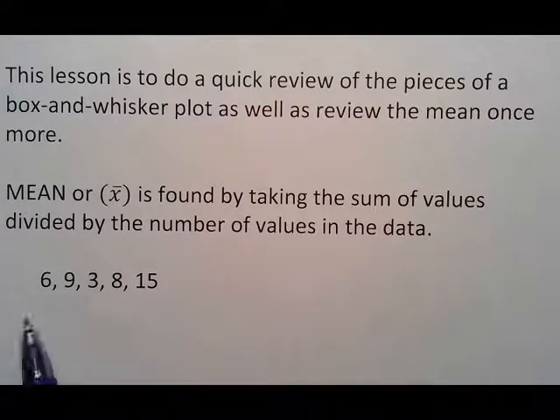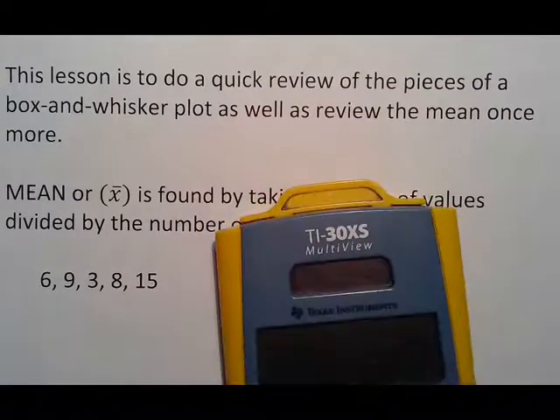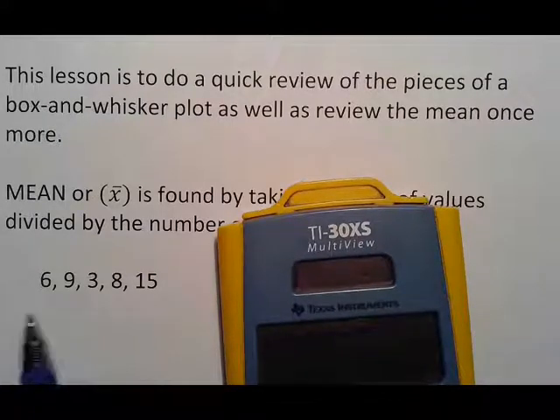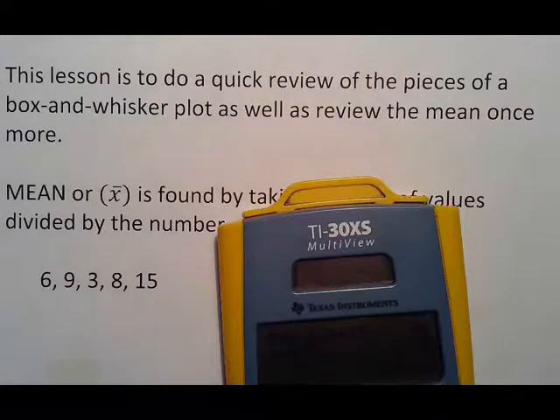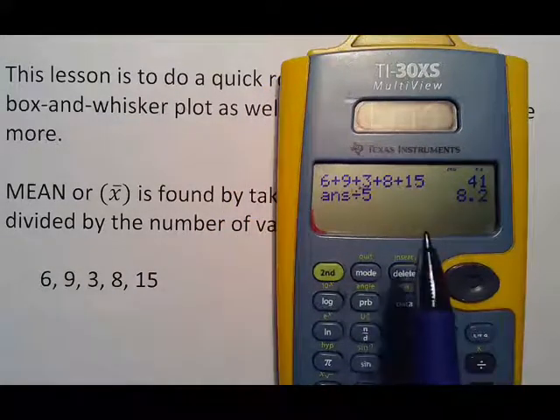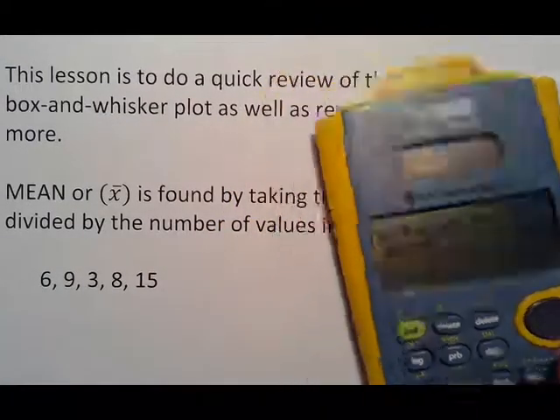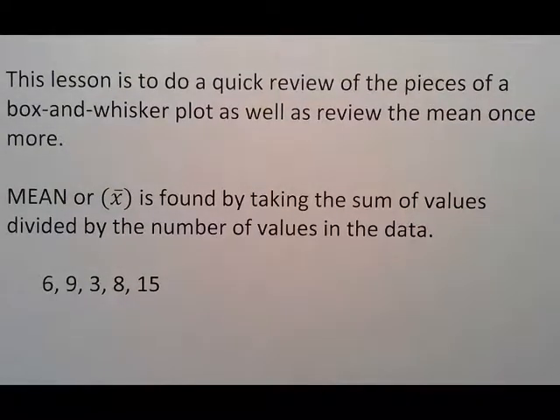The bar over the X just pretty much means you're taking the actual average, which is where you take those numbers, you add them up. So 6 plus 9 plus 3 plus 8 plus 15 equals, and then divide that by 5. And when you do that on your Math Excel today, you are going to round to the nearest tenth, so just make sure you're ready for that. But again, nothing really tough on that part.